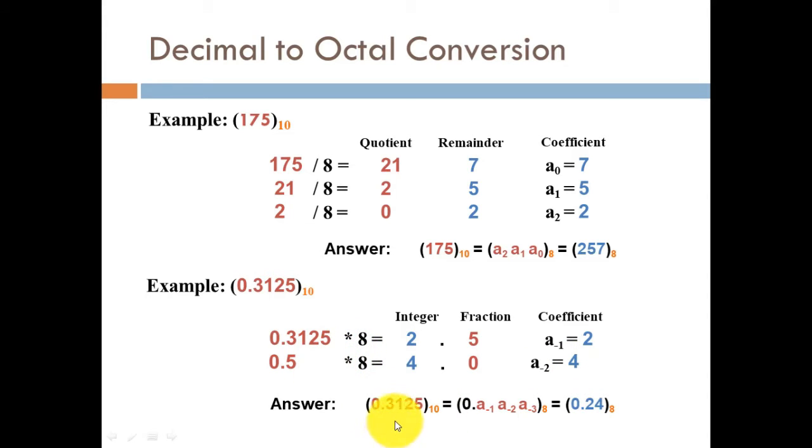So the octal equivalent of 0.3125 decimal is equal to 0.a of minus 1 a of minus 2 of octal, that turns out to be 0.24. Here one should keep in mind that we haven't inverted the order, we have just written it down in the same order, that is 0.24 of octal. So this is how we are going to convert our decimal to the octal number system.